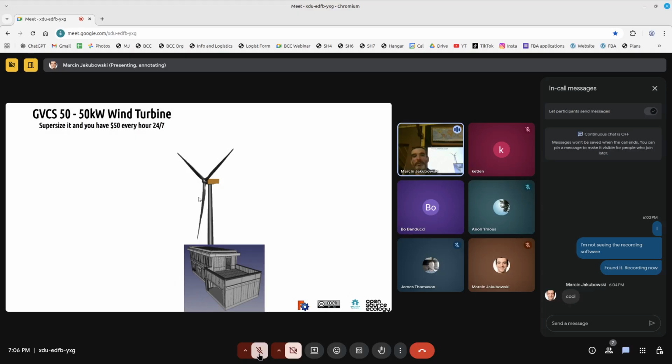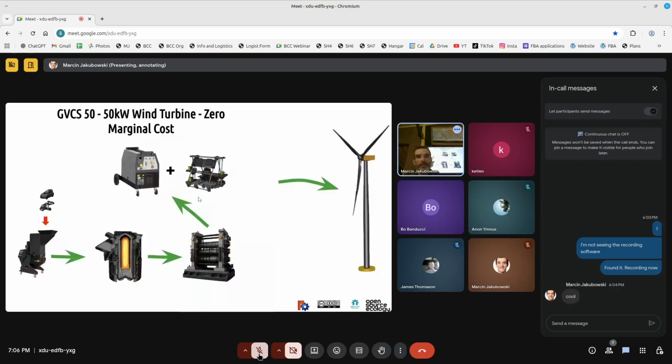Build one of those 1 megawatt wind turbines on top of your house. Well, that would require some structural changes, but then you'd be making $50 every hour, 24/7, 365. So you have a passive income stream. All right, wind turbine. Then how do you build your wind turbine? Now I'm going back to the Global Village Construction Set. You shred waste metal to generate virgin steel by an induction furnace and metal rolling. Then how do you make this turbine? I'm saying at zero marginal cost.